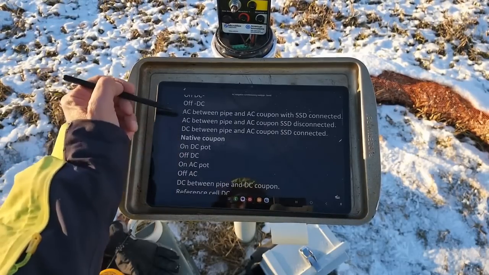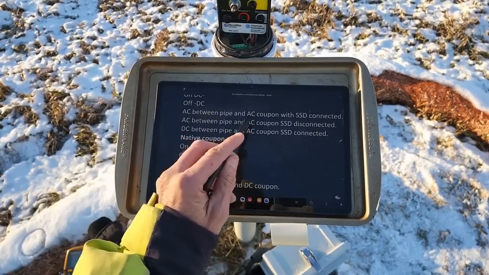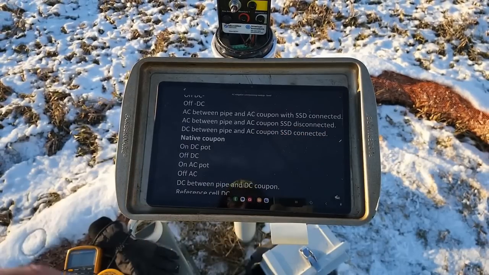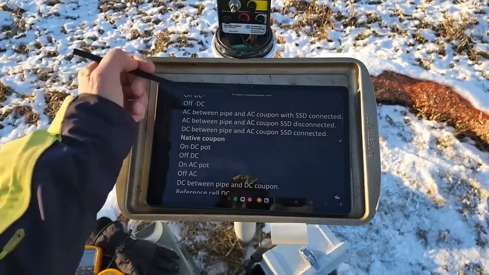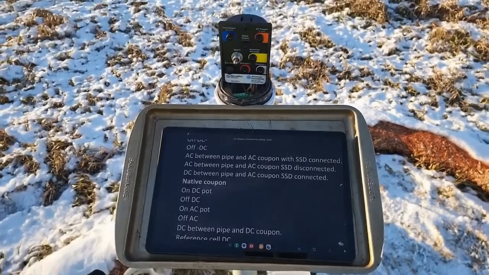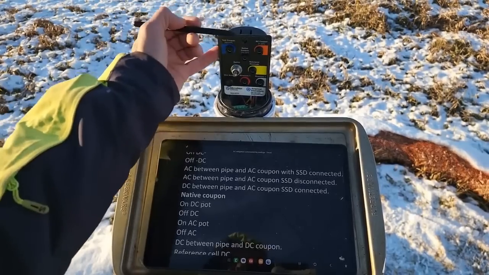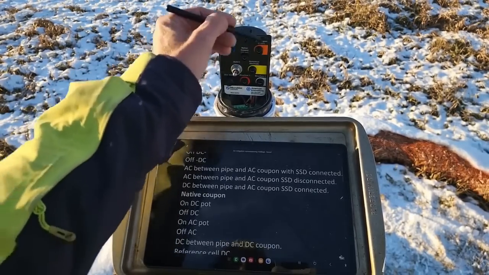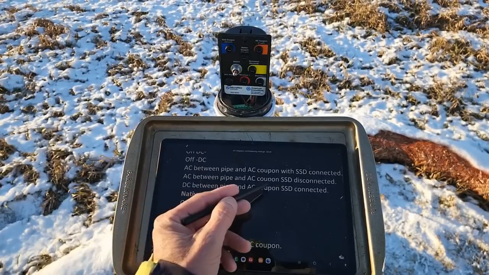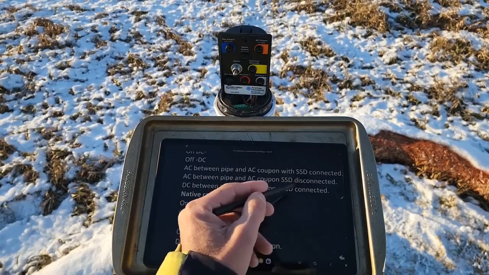Next, we need to measure the AC voltage of the pipe and the AC on the coupon with the SSD connected. We're going to do that connected, measuring the AC voltage between the pipe and the coupon. After that, we're going to measure the AC voltage between the pipe and the AC coupon with the SSD disconnected, meaning we'll do it first connected and then disconnected.